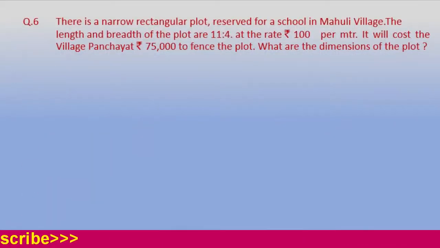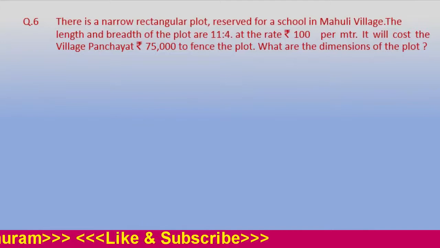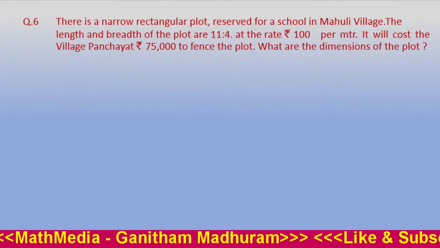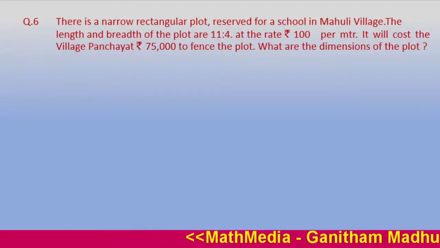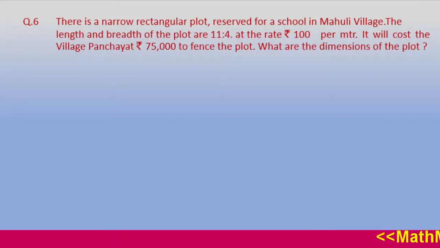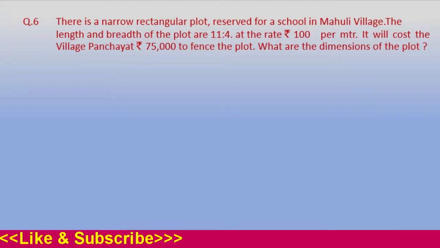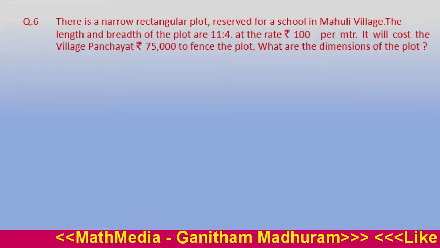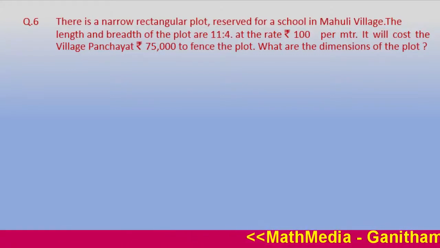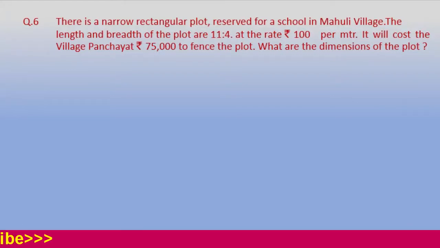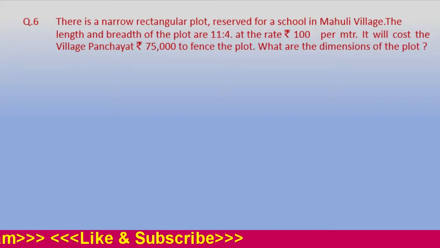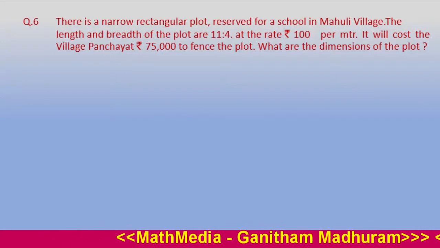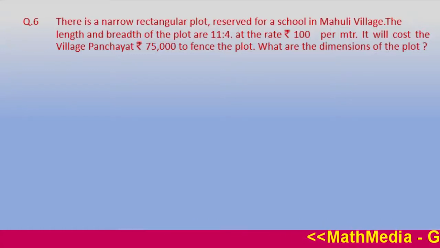Question number 6. There is a narrow rectangular plot reserved for a school in Mahuli village. The length and breadth of the plot are in the ratio 11:4. The fencing costs rupees 100 per meter. It will cost the village panchayat rupees 75,000 to fence the plot. What are the dimensions of the plot?